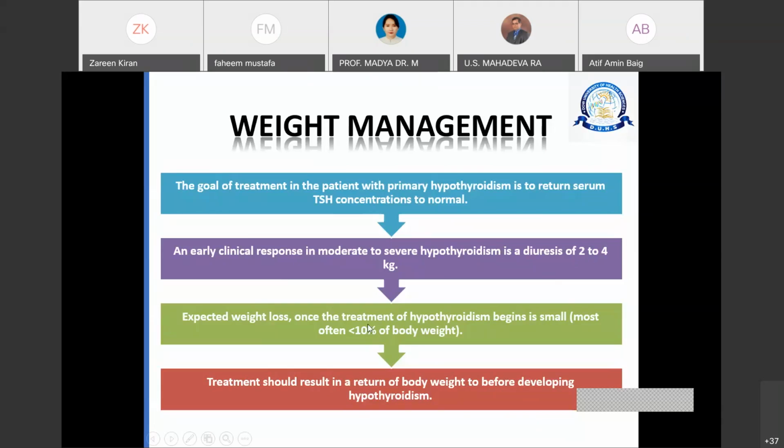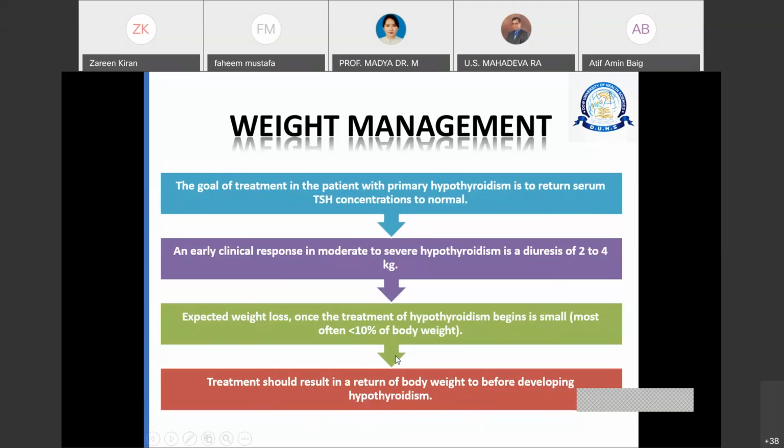And this expected weight loss, once the treatment begins, is actually small, often less than 10%. So patients should not have very high expectations if they are generally obese due to other reasons. So treatment should result in a return of body weight to what it was before developing hypothyroidism.